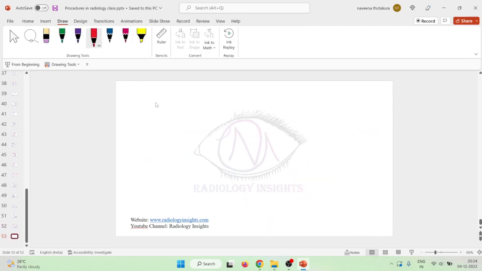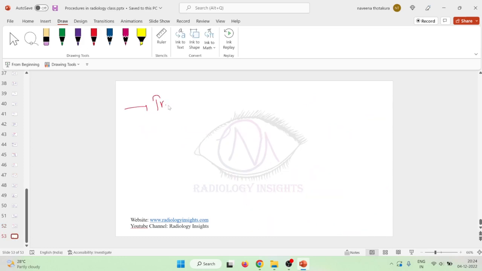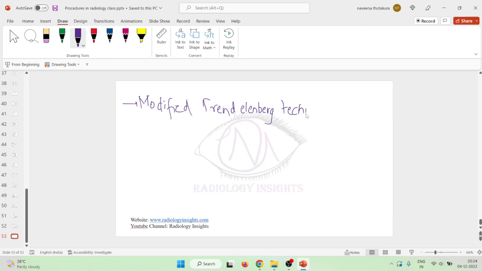Then in the 15 minutes film, there is one more method which can be used, that is the modified Trendelenburg technique. In the modified Trendelenburg technique, with the patient in supine position, we use a 15 to 20 degrees head low tilt.